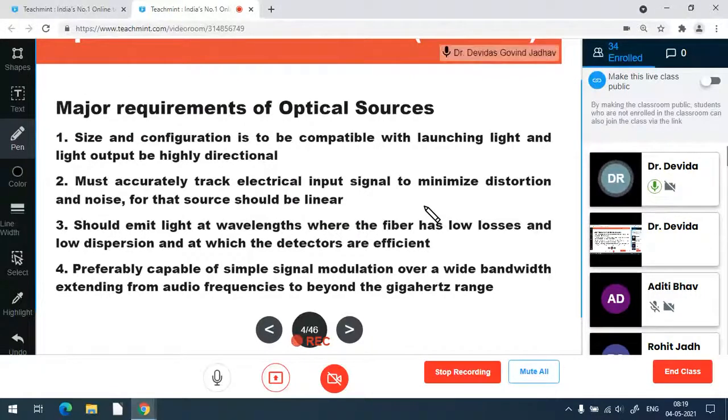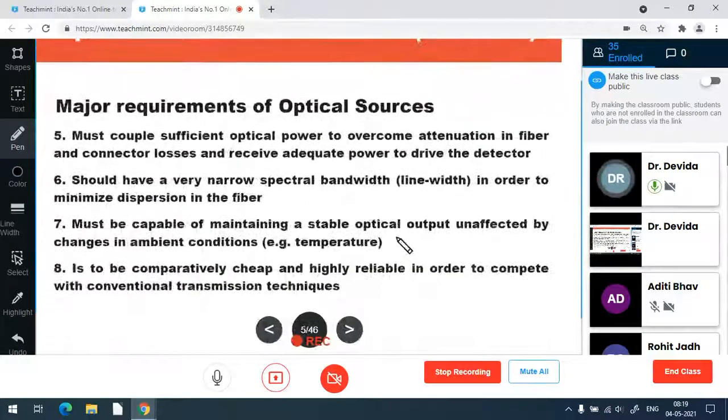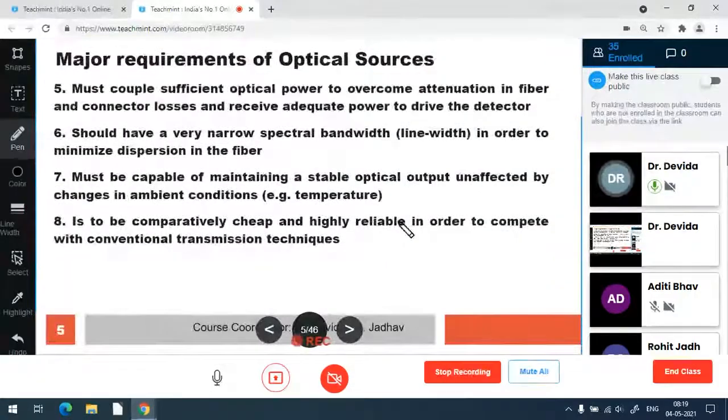Source should emit light at wavelength where the fiber has low losses and low dispersion, at which the detectors are efficient. But preferably, source should be simple in modulation or wide bandwidth extending from audio frequency beyond gigahertz. So all these are the requirements for the source, and we are very quickly revising this. We have discussed in detail, and we have revised many times.